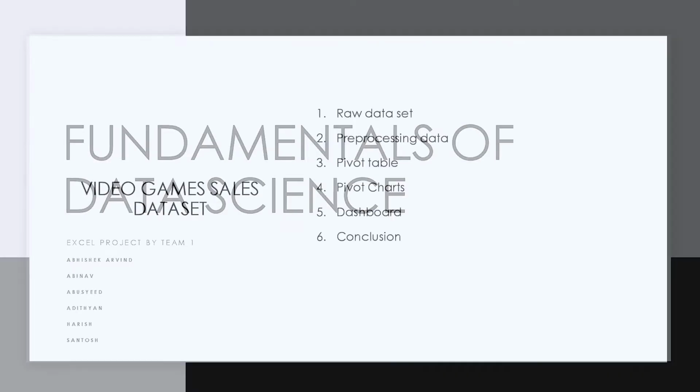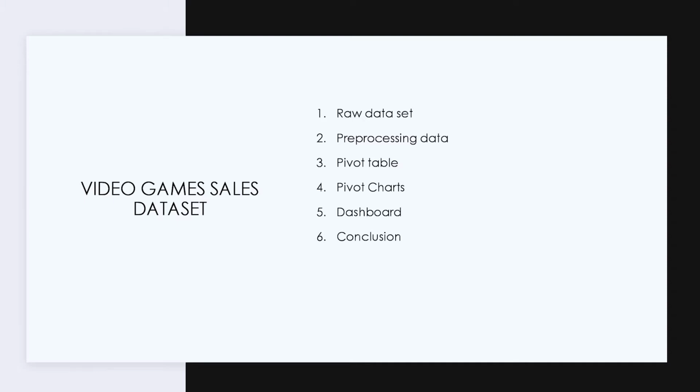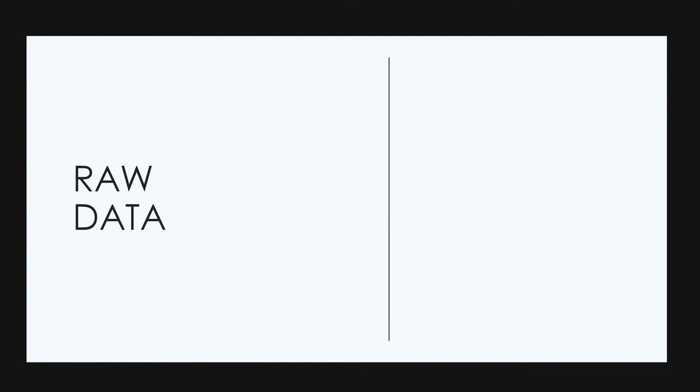So basically our data set is the video game sales data set. We have some raw data in CSV format, and we need to pre-process it. We created some pivot charts and started building the dashboard. We have our output. So initially, let's start with our raw data.